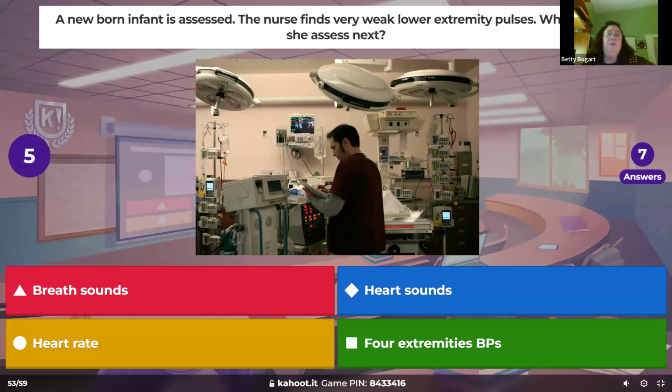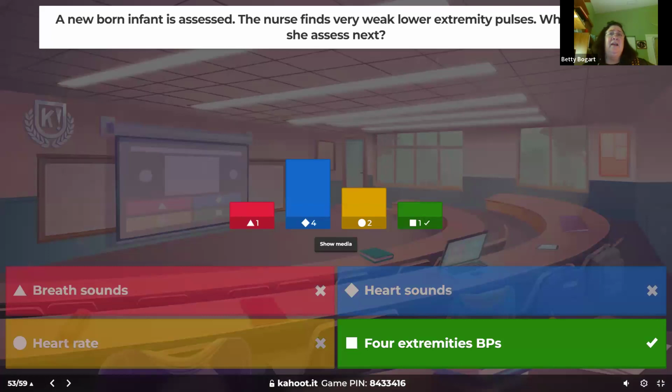Well, no pulses, and it's a newborn, probably coarctation. How can you justify that? If you have lower extremity blood pressures lower and higher upper, that's probably guaranteeing you that's exactly what it is. So four extremity blood pressures is how you would assess. Yes, that's your probability. It is coarctation.